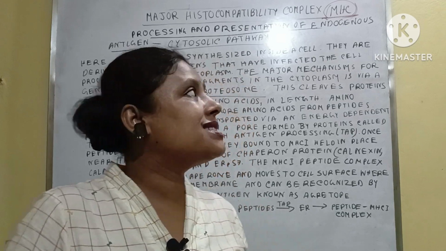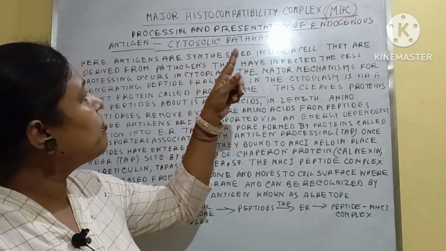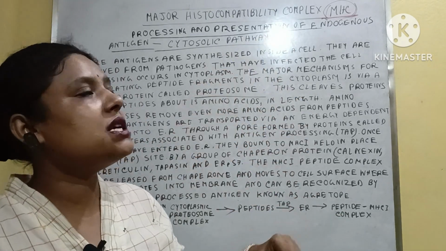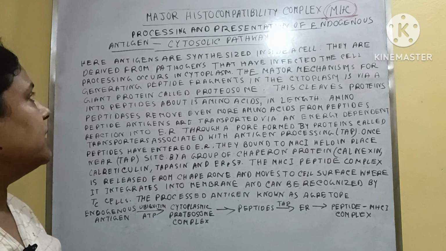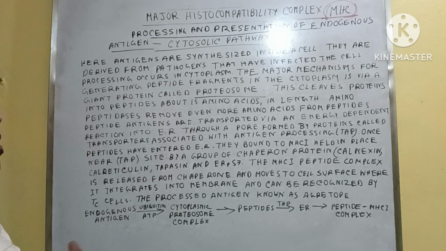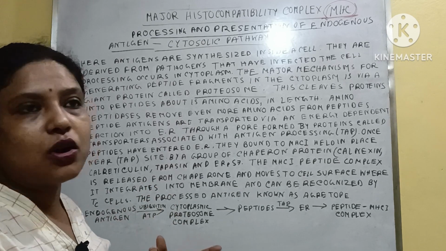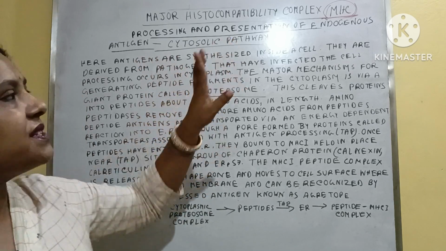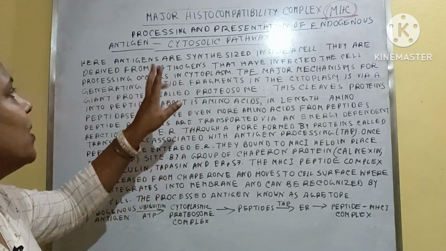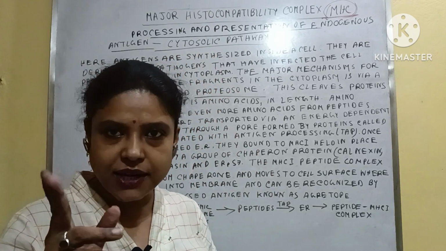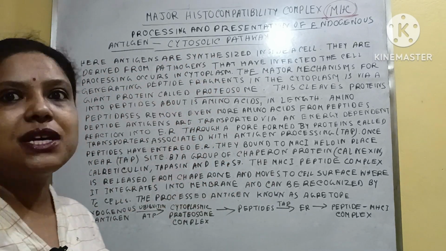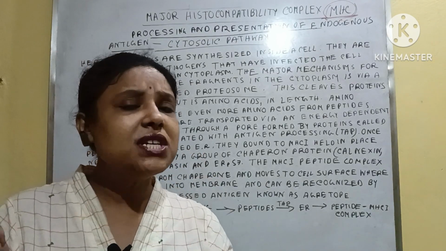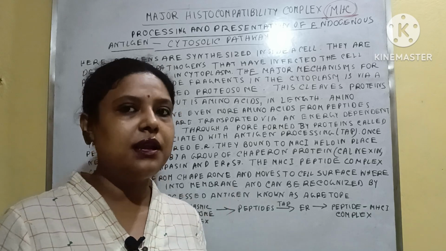So today's topic is the major histocompatibility complex, that means how the MHC complex works in the processing and presentation of antigens. Generally, MHC molecules follow two pathways. One is the cytosolic pathway and another is the endocytic pathway. Here I will try to describe only the cytosolic pathway, so you just carefully learn.